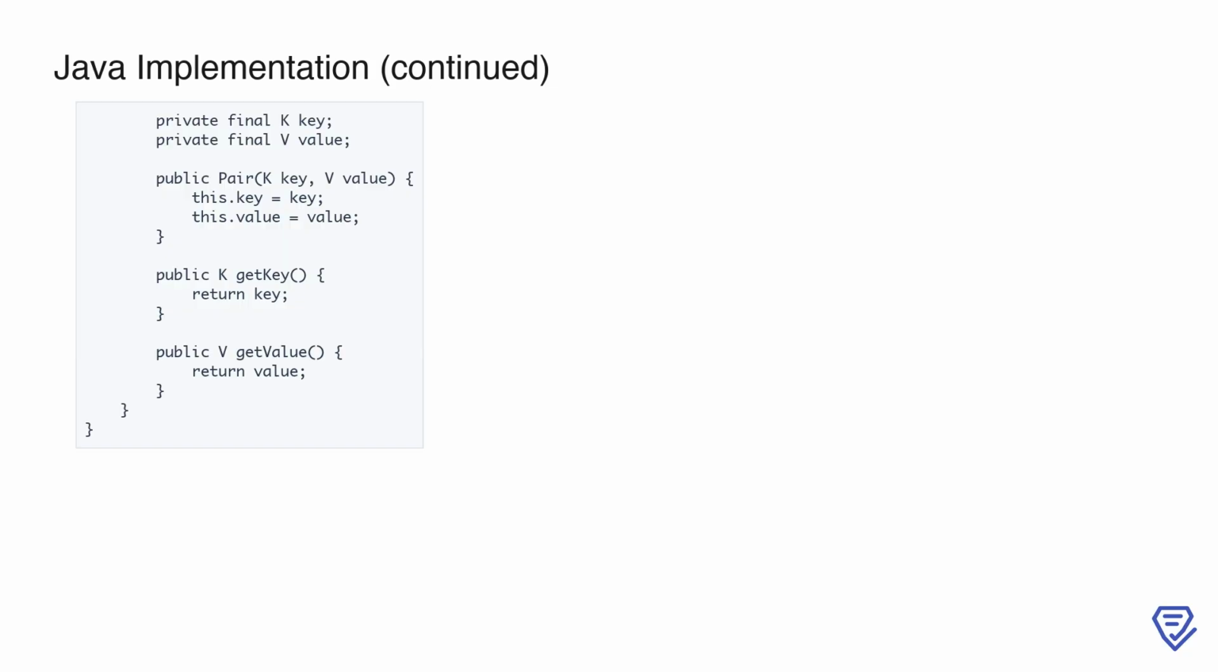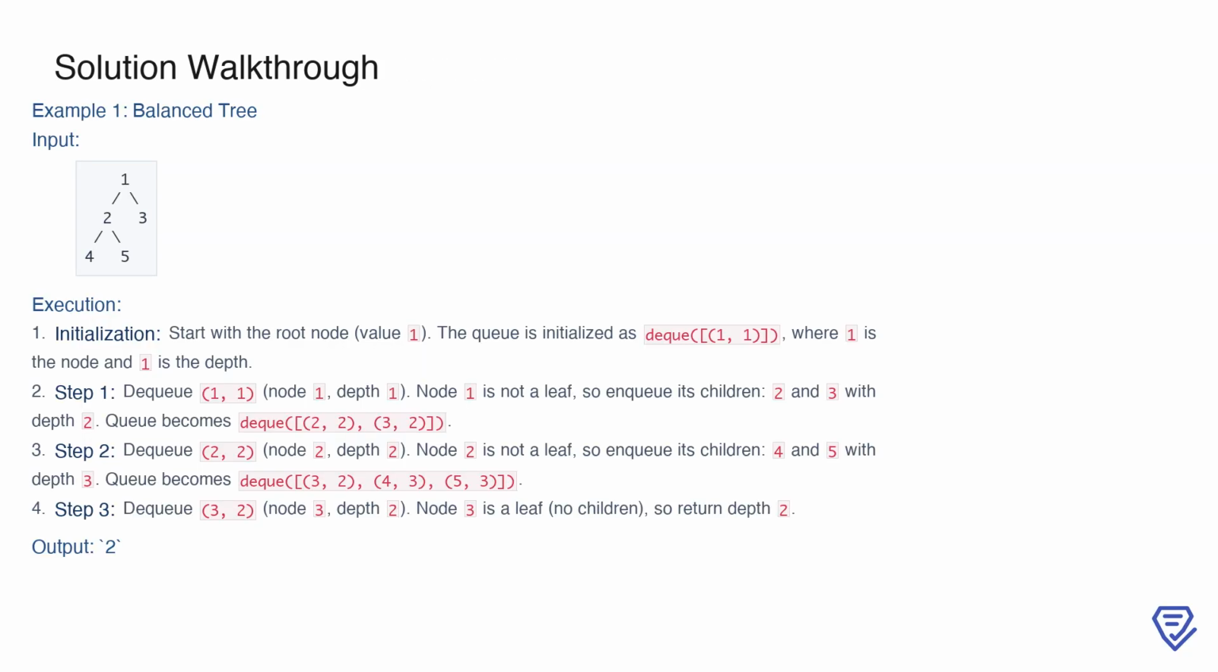approach in Java. To solve the problem, we use a breadth-first search approach to find the minimum depth of the binary tree. In example 1, we start with the given tree structure. The root node, which has a value of 1, is added to the queue along with its depth, initialized as 1. The queue now contains the tuple (1, 1). In the first step, we dequeue this tuple, meaning we are processing node 1 at depth 1. Since node 1 is not a leaf node, it has children, we enqueue its left child, node 2, and its right child, node 3, each with a depth of 2. The queue now contains (2, 2) and (3, 2).